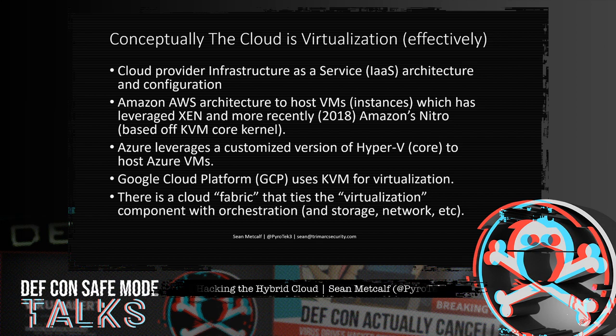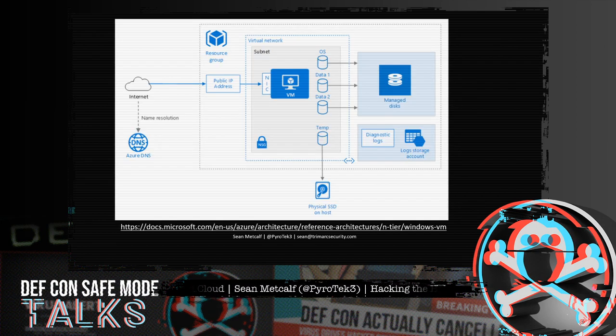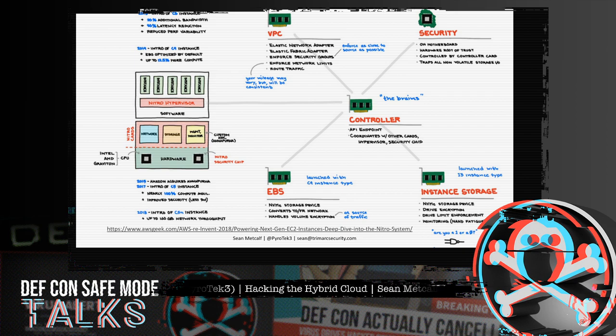Now, there is a cloud fabric that ties the virtualization elements together with orchestration, which is what makes the cloud the cloud. So this diagram shows Azure IaaS with a VM and related components. This is similar to on-prem virtualization. And Amazon's Nitro is pretty cool. The Nitro hypervisor can take advantage of Nitro-optimized hardware, including a Nitro security chip. Any instance created prior to Nitro is still running Xen.